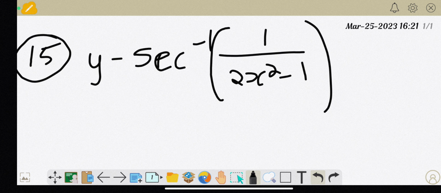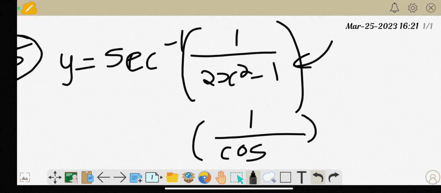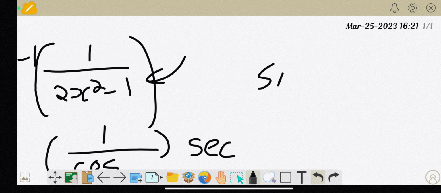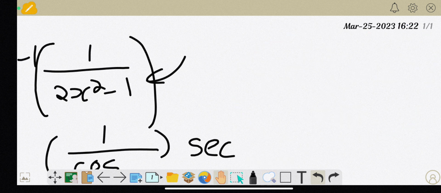Y is equal to this. So what I am trying to do here is, I want some function such that 1 by, I want cos, correct? So if I take the reciprocal of it, it will become secant, correct? So I want to convert it into secant inverse, so I can cancel it. Secant inverse of secant theta, secant we can cancel and theta will be left. So we want to solve those functions in such a way.